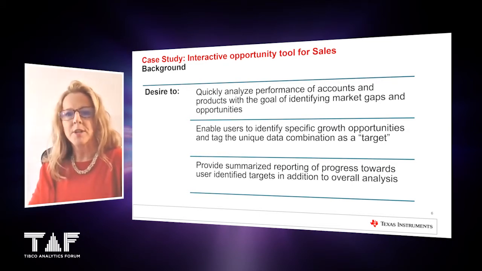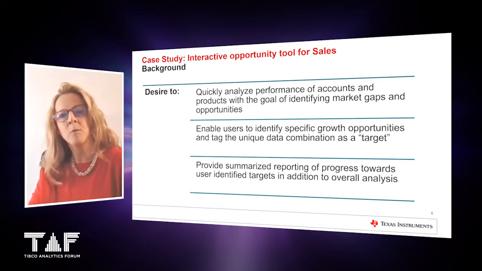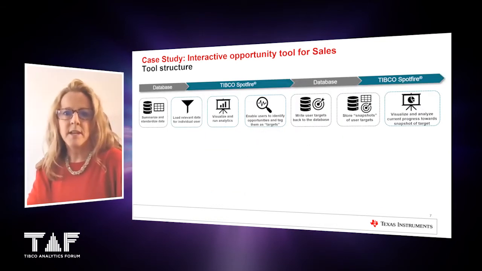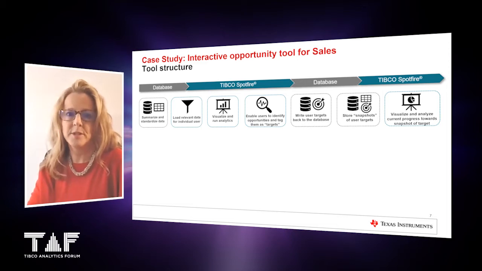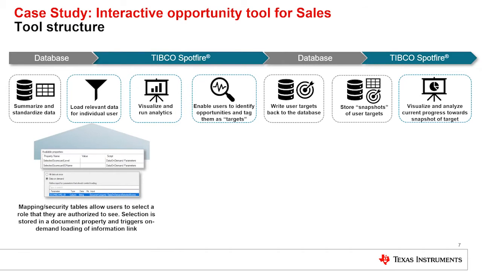Going forward, the progress is reported for any saved targets using a snapshot of the data when the target was created, along with the current status. Summarized data is generated for the dashboard in the data management environment and used along with security tables to load personalized data. Users can select a scorecard or role which has a specific list of associated accounts and products, and data is loaded on demand based on the role selection.